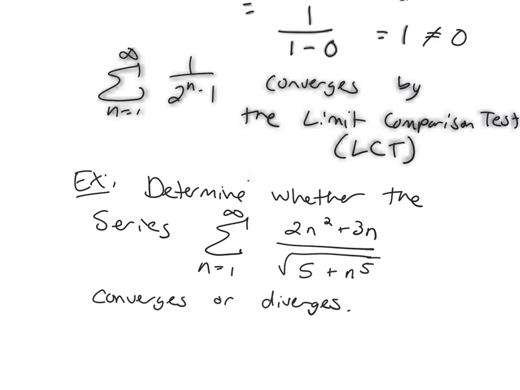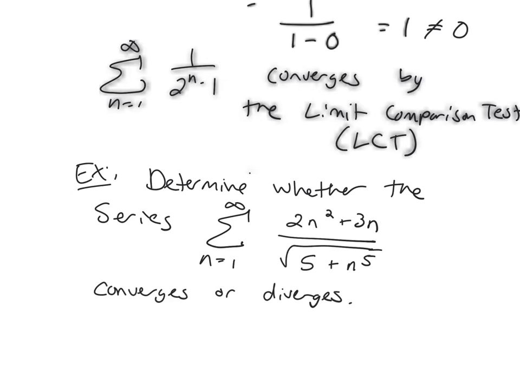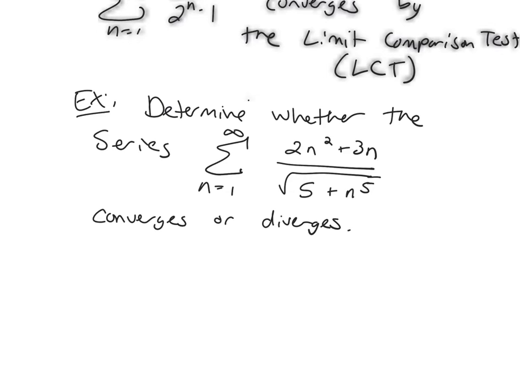This series again has positive terms. The numerator's positive, the denominator's positive. So that means I have an option of using a comparison test here. If I wanted to use the comparison test, we make small changes, but if you look at this, it's really too complicated. The numerator has a lot going on, two terms, and the denominator has a lot going on too. So for this one, I wouldn't use the direct comparison test.